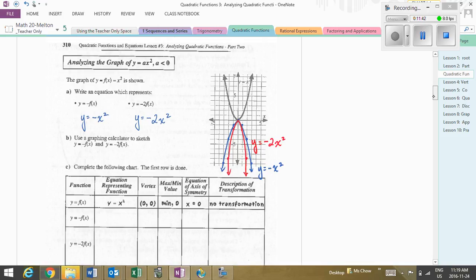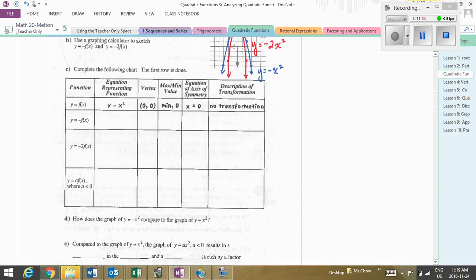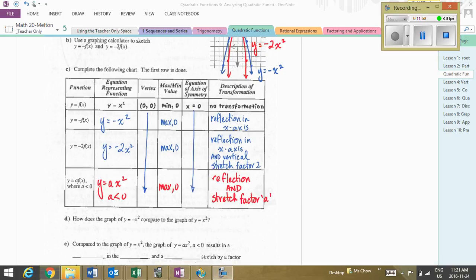So let's take a look then at the table. If you want to hit pause and then come back to it, we can go through. So let's take a look at our answers. We have already written those equations. The vertex isn't moving because we don't have any p or q values other than 0. And because there is no horizontal translation, the equation of the axis of symmetry isn't changing.